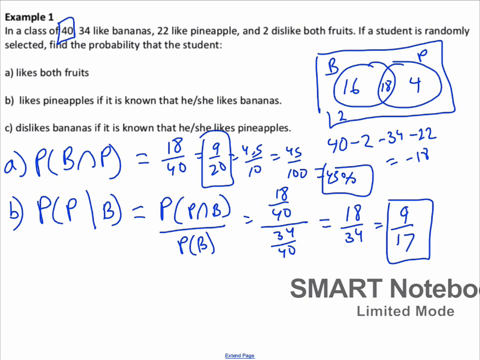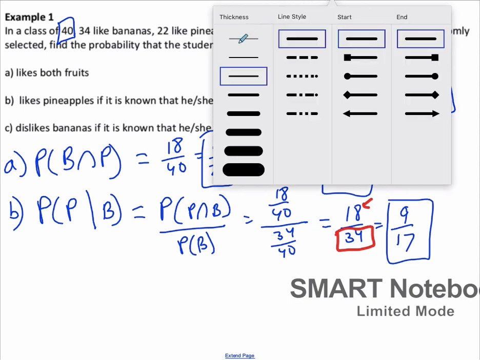You can see that from the diagram too. Sorry, I'm looking at the wrong question. If you know they like bananas, then we're looking at just these 34 people. That's why the denominator is 34. We're just looking at those 34 people, and there's 18 of those who like both, so that's why it's 18 out of 34. So for Venn diagrams, you don't really need the formula, but for some more complicated questions, you definitely need the formula.